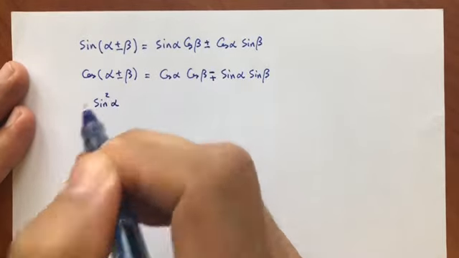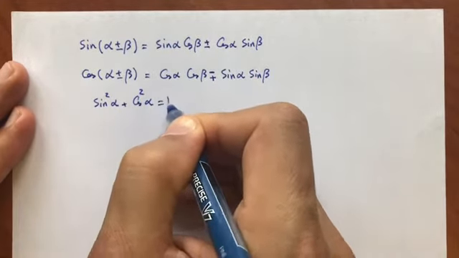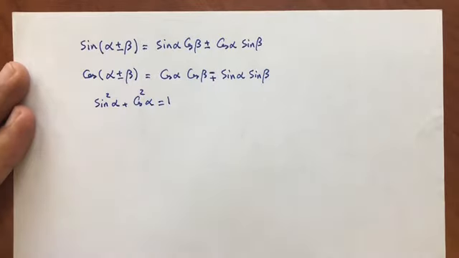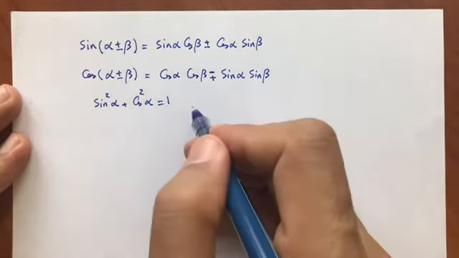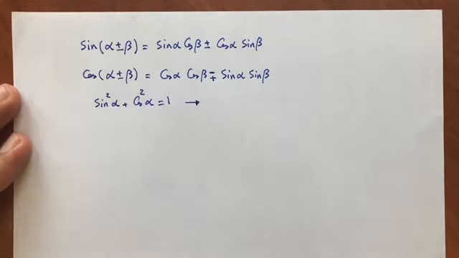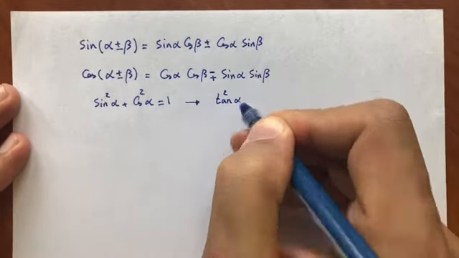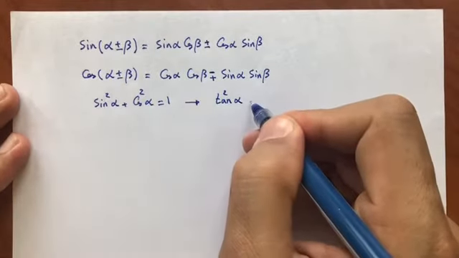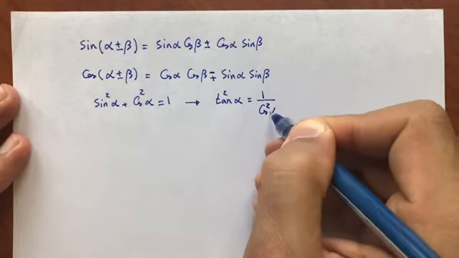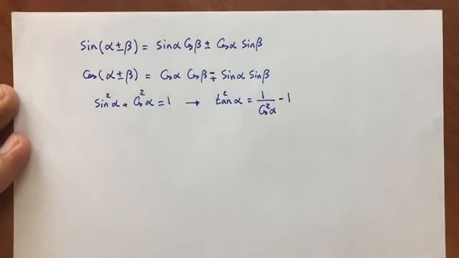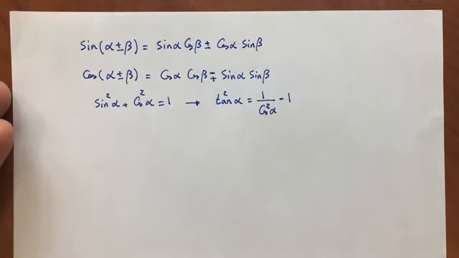Sine squared of any angle like alpha plus cosine squared of that angle is equal to 1. Again, very important equation. And also if you divide both sides by cosine squared of alpha, we are going to have tangent squared of any angle like alpha equal to 1 divided by cosine squared of alpha minus 1. And we use this equation a lot too in some problems.